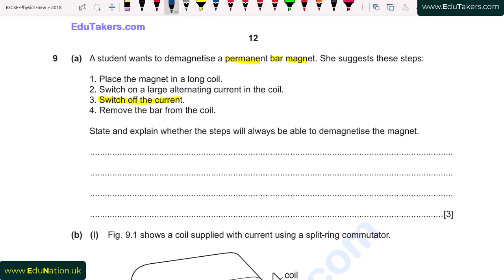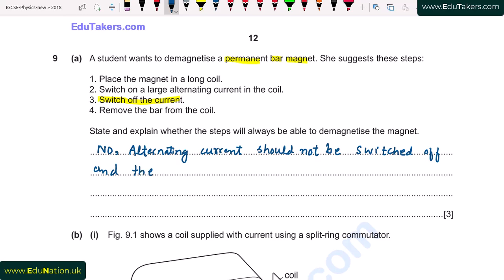So first I write here no, alternating current should not be switched off and the magnet should be removed from the coil, because the magnet should be alternately magnetized in different directions.